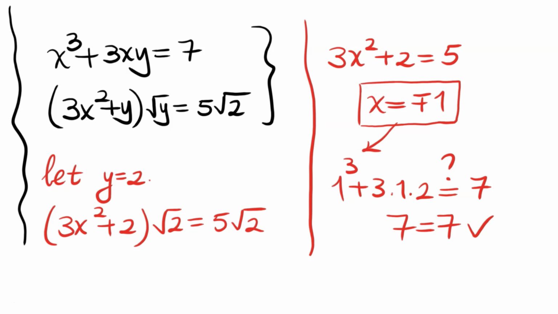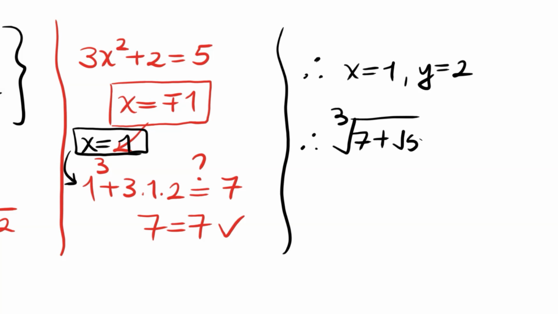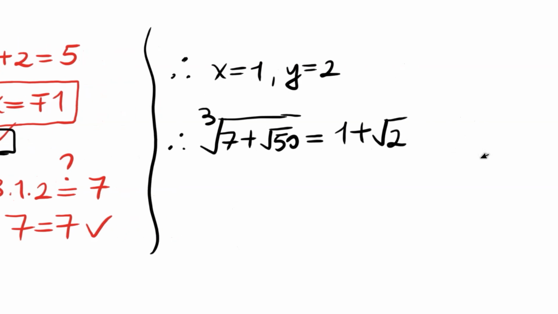Then my friends, we have reached a solution that y is equal to 2 and x is equal to 1. The result: x is equal to 1, y is equal to 2. So the cube root of 7 plus root 50 was equal to x plus root y. So this is 1 plus root 2. This is very nice since we are almost done.